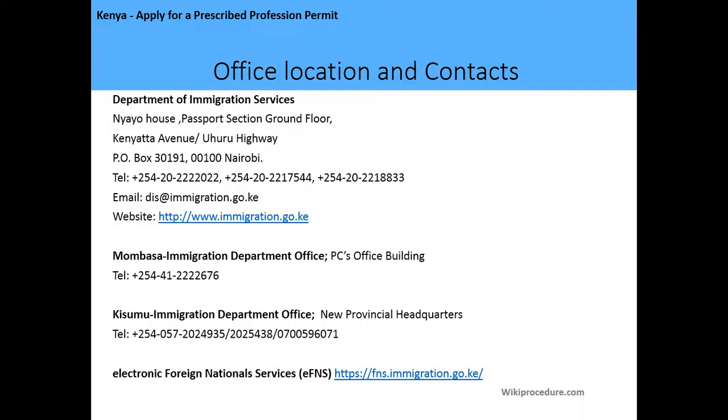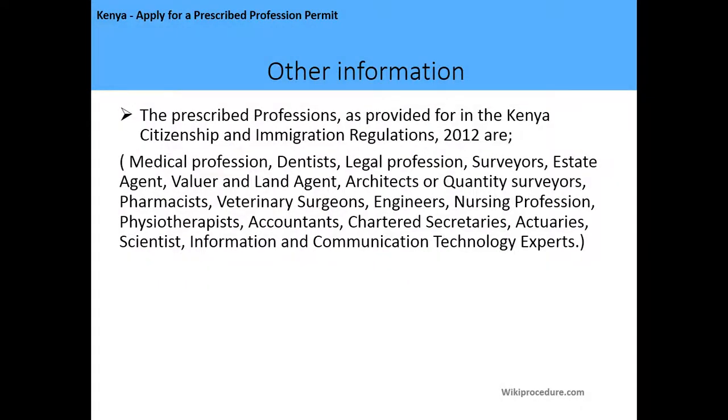The office location and contact information for the Department of Immigration Services: they're located at Nyayo House, Nairobi, Kenya. You can visit them through their website, www.immigration.go.ke. In Mombasa, they are at the PC's office. In Kisumu, they are at the new provincial headquarters. Their online platform is fns.immigration.go.ke.